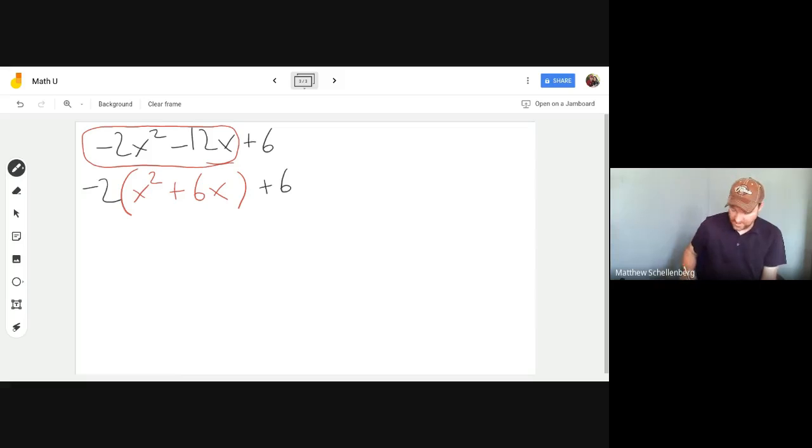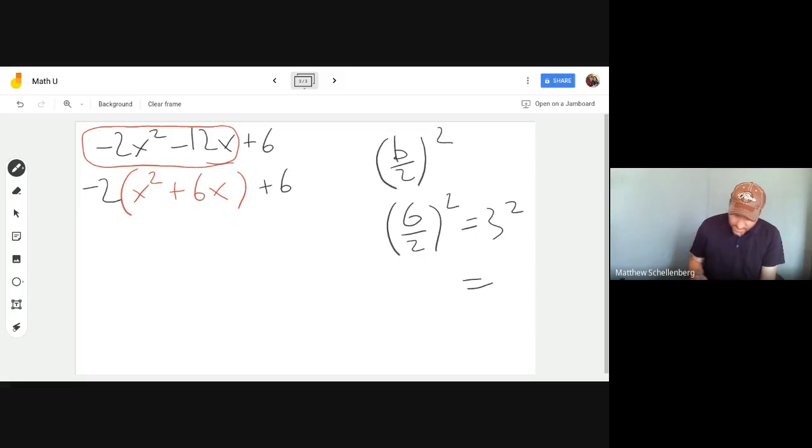So now we need to complete the square. Again, completing the square is always b over 2 squared. I'm talking about the b inside the bracket. In this case, the b is 6. So 6 over 2 squared is 3 squared, which is 9. So I need to add 9 inside the bracket. So let's make a little bit of room here, and we are going to add 9 inside the bracket.